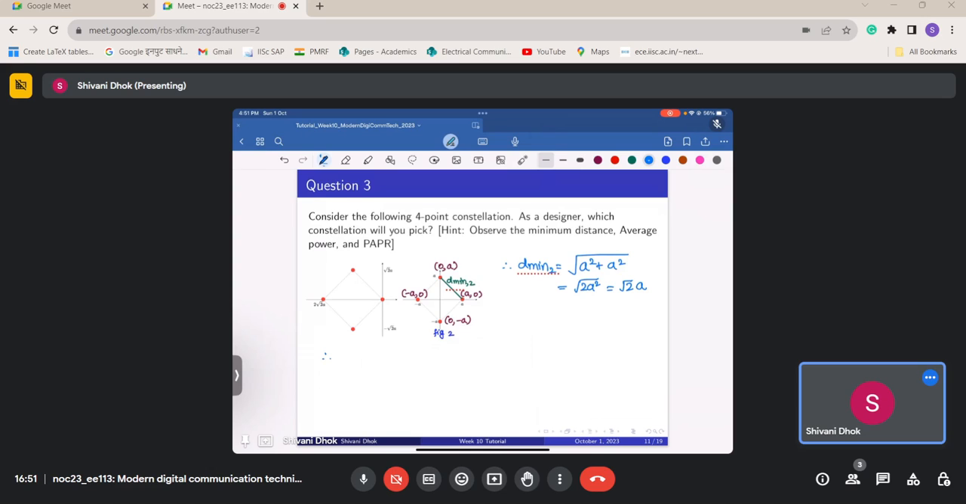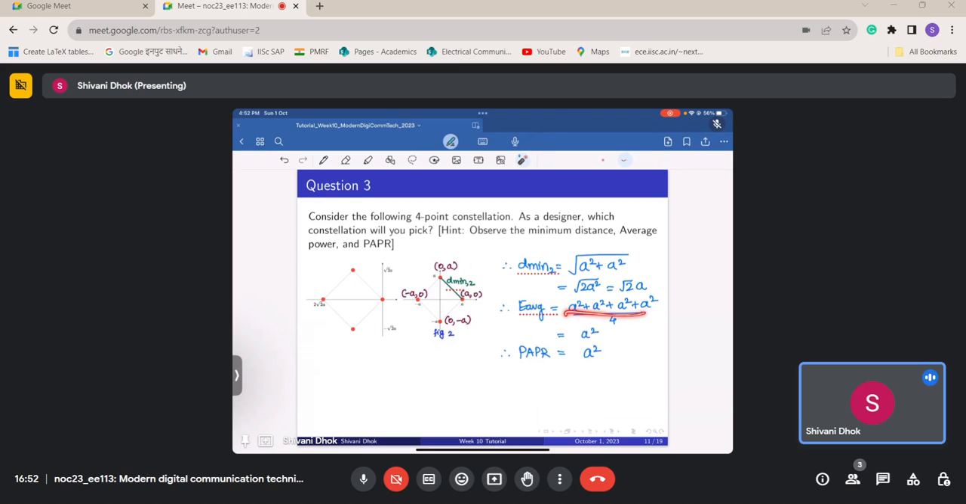Now let us find out the average energy, that is E average. We have it here itself. So that will be equal to energy of this point plus energy of this point plus energy of this point plus energy of this point. So energy of this point is simply a square. Similarly, energy of this point is a square. Energy of this point is also a square, and this point is also a square. So what we have is a square plus a square plus a square plus a square whole divided by 4, which is equal to a square, which implies that the PAPR is equal to a square, which is the peak power.